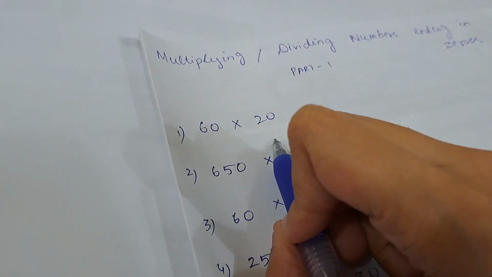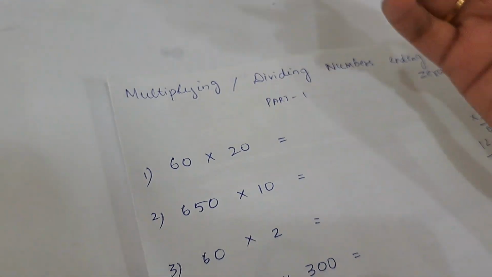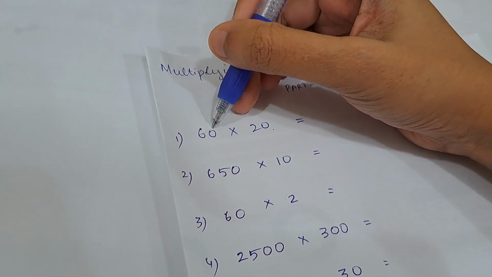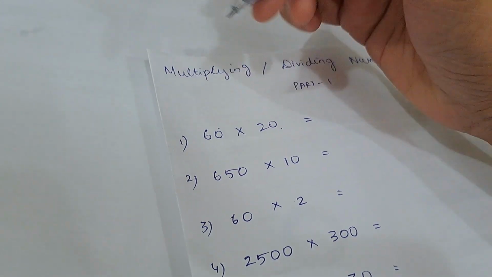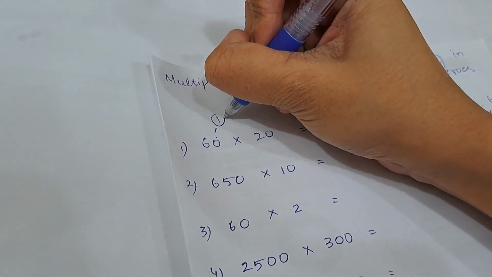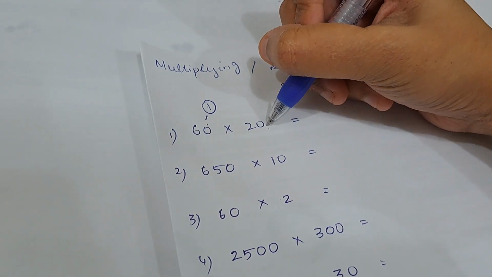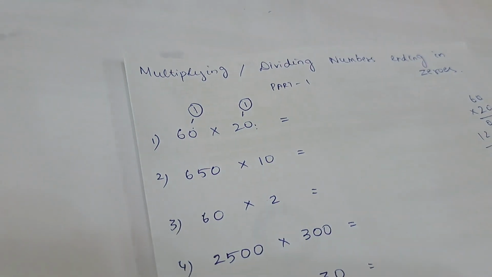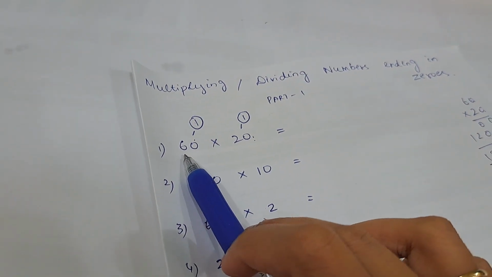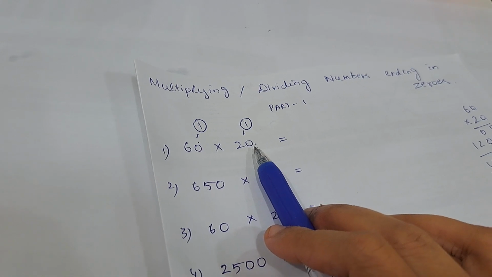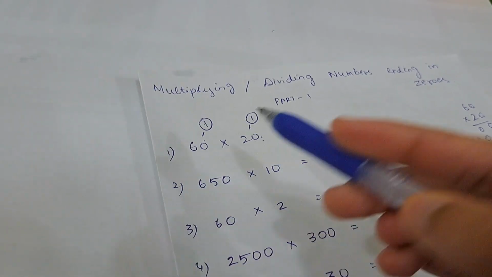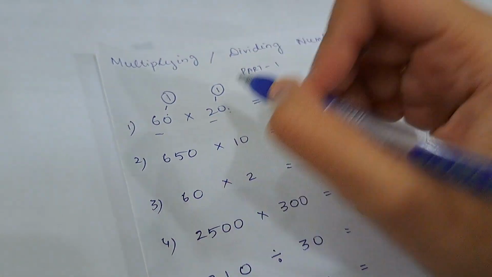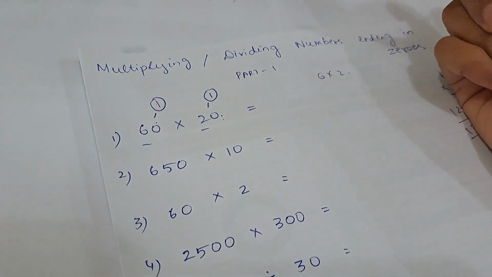If you are posed with the question 60 multiplied by 20, first you have to count the number of zeros in each number you are given. How many zeros are there in this number? There is 1 zero. How many zeros are there in this number? There is 1 zero. Now you have to multiply leaving the zeros in the question. That means 6 multiplied by 2 is 12.